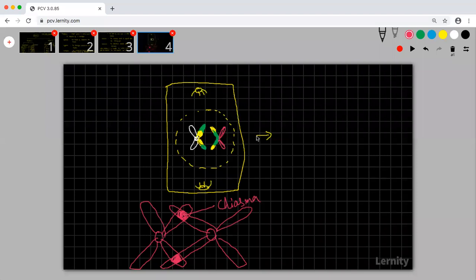So after this happens what? This is what happens in prophase 1. When the cell started, when the prophase started, it would have been like this.